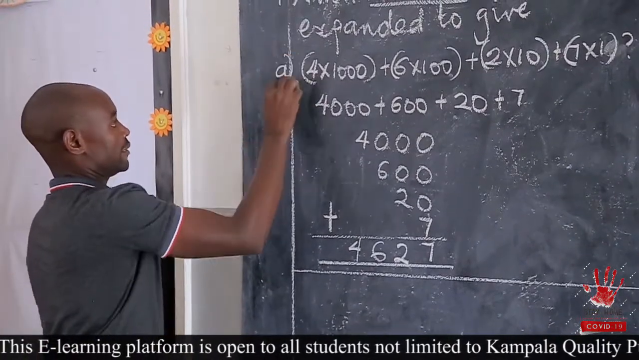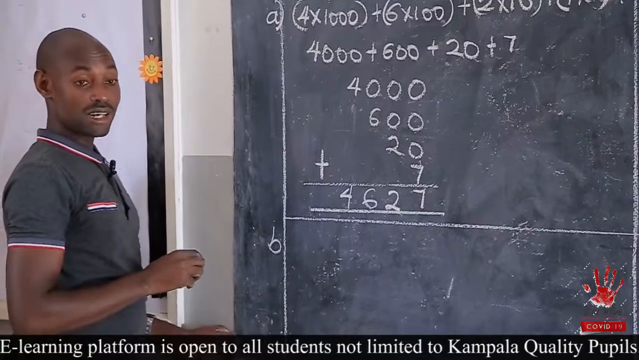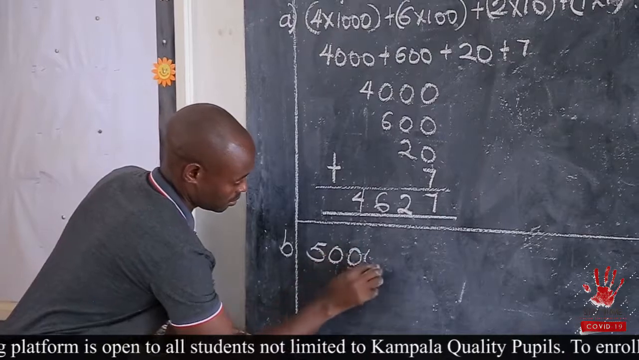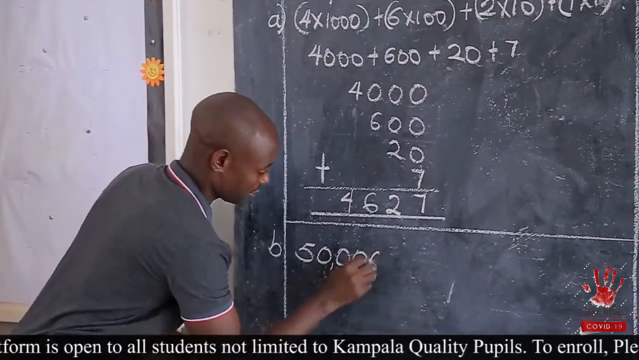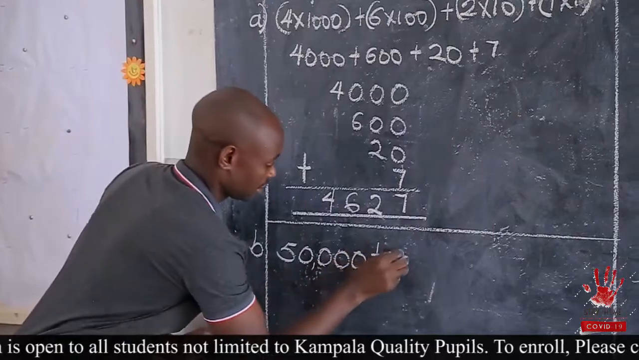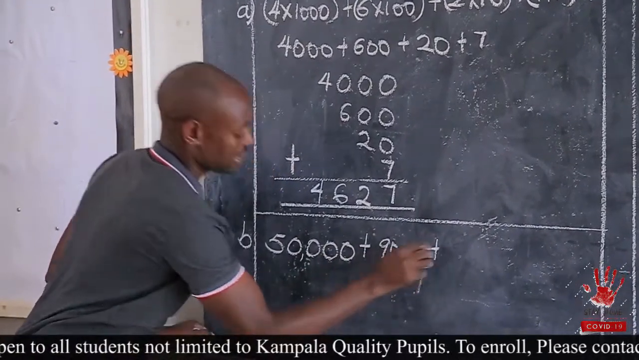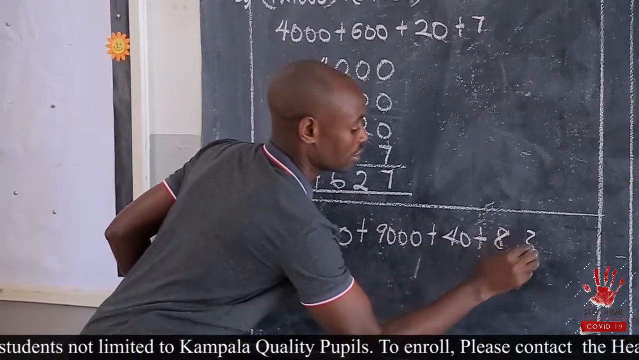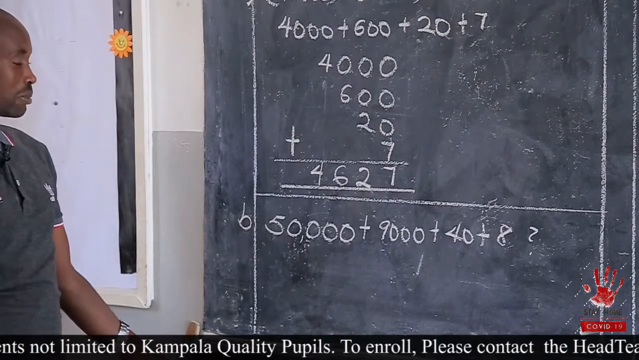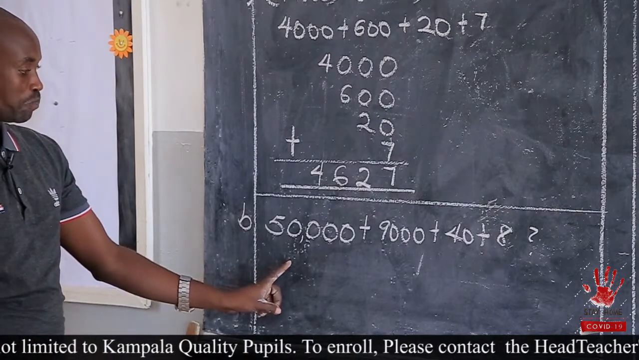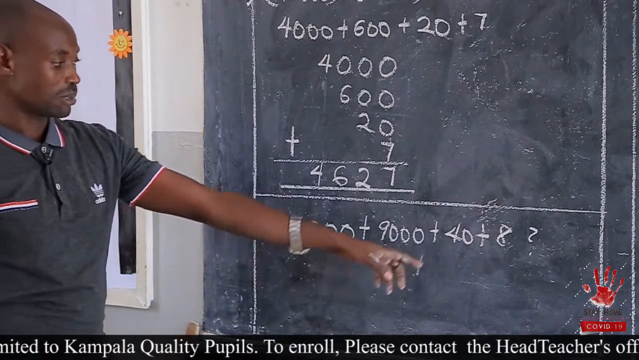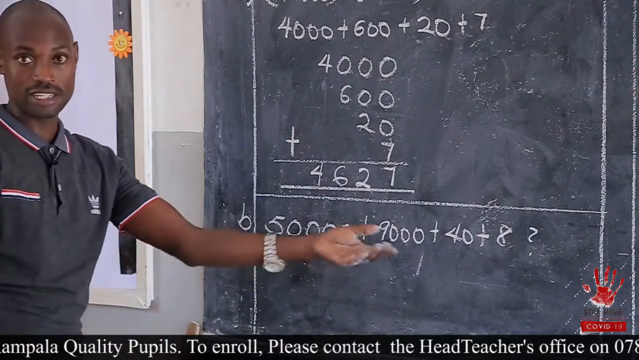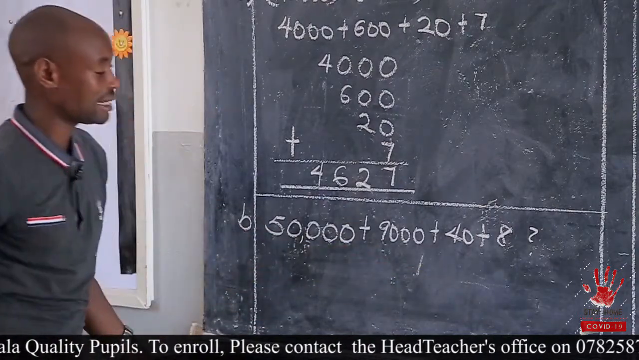If this one is A, this one is B, which number has been expanded to give 50,000 plus 9,000 plus 40 plus 8? Which number has been expanded to give 50,000 plus 900 plus 40, then plus 8? So in this case, these are values. We are going to arrange these values vertically and add.